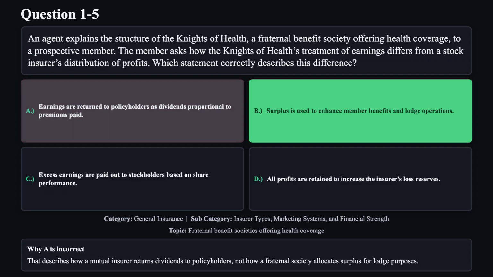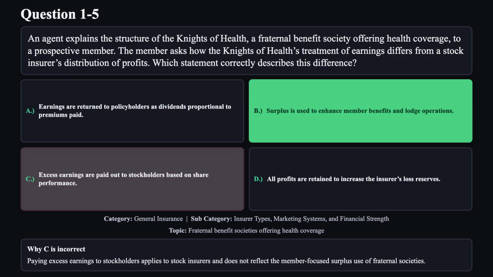Reason A is not correct. That describes how a mutual insurer returns dividends to policyholders, not how a fraternal society allocates surplus for lodge purposes. Reason C is not correct. Paying excess earnings to stockholders applies to stock insurers and does not reflect the member-focused surplus use of fraternal societies.